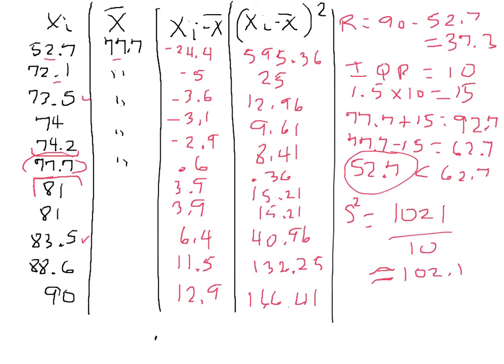Now if you want to find the standard deviation, you take the square root of that. The square root of 102.1 is approximately 10.1. So the variance, s squared, is approximately 102.1, and the standard deviation is 10.1.